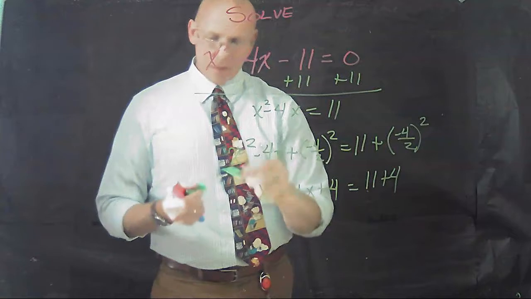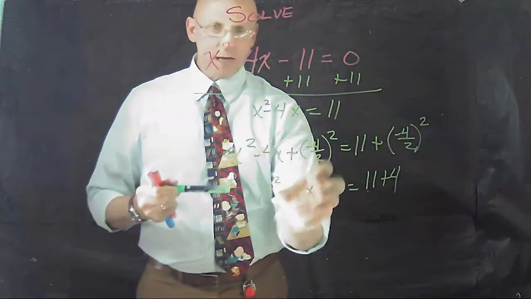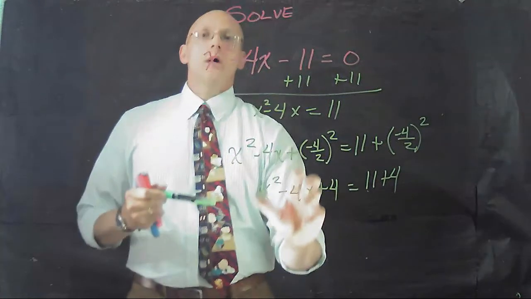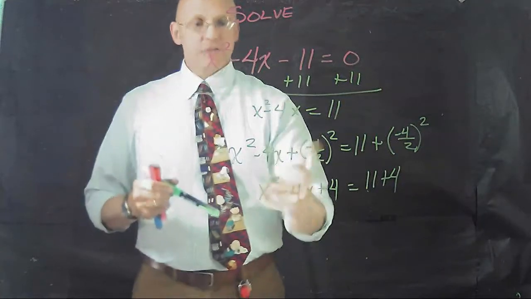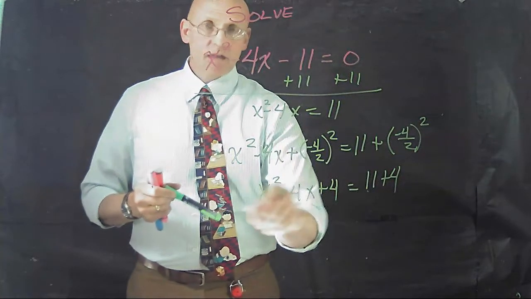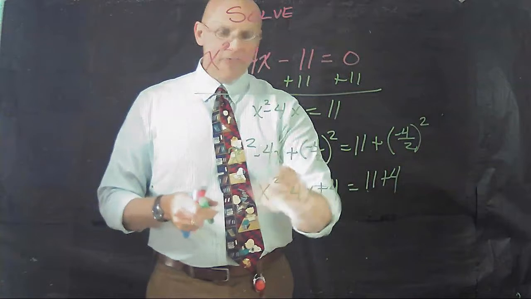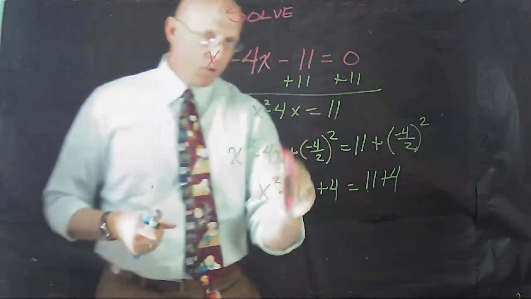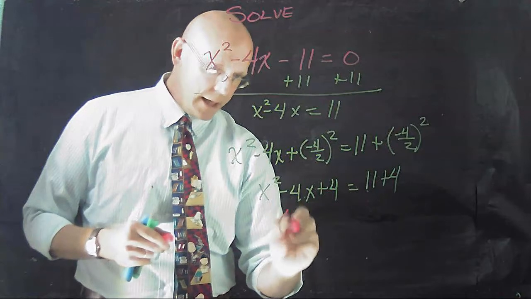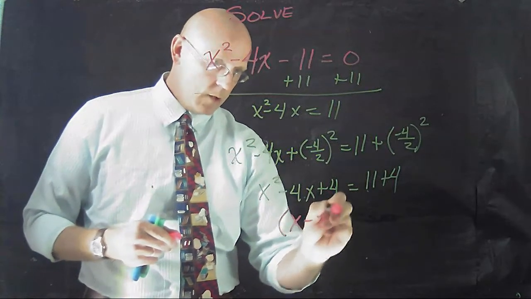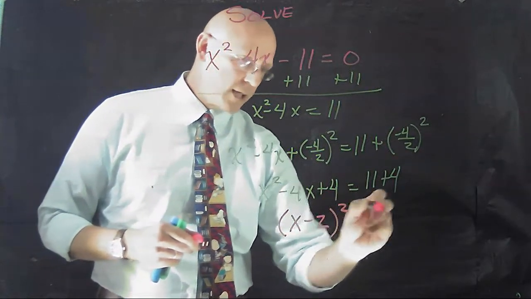Now on the left, I'm not going to add, subtract. I'm not going to change its value. I'm just going to change its form, its appearance. I'm just going to rewrite it in a different form. This is now a perfect square trinomial, and I can factor this. So I'm literally going to factor this right here. So this becomes x minus 2, the quantity squared, equals 15.